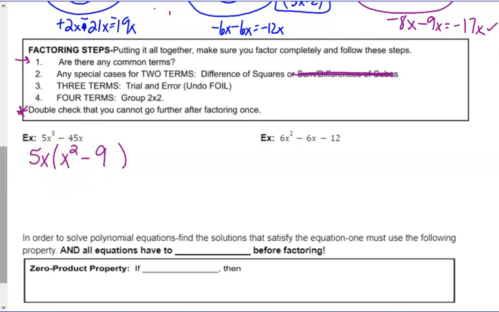Now, the very last statement in that box above says to double check that you cannot go further. This is a power of 2. I have to verify that I can't keep going further. And in this case, I can because I have 2 terms here. Go up to my 2 terms special case. That is a difference of 2 squares. That's a perfect square. That's a perfect square.